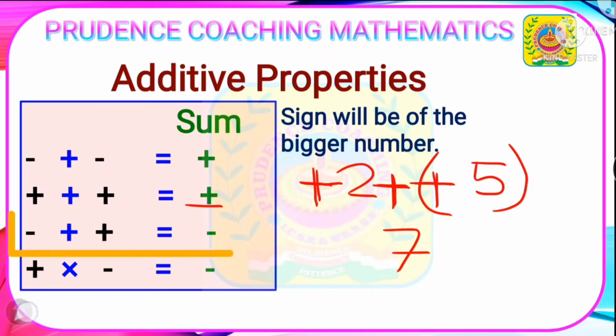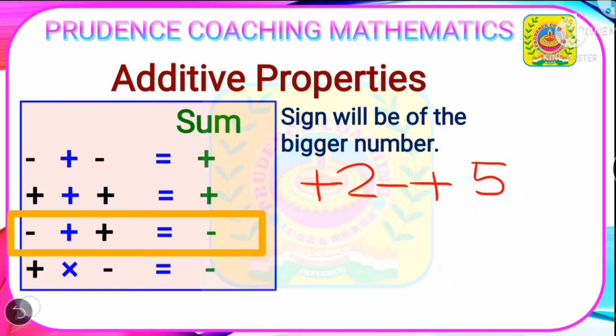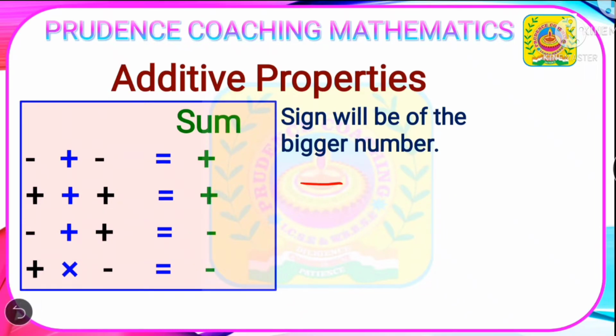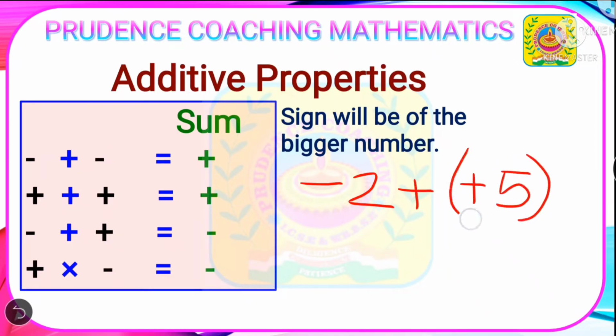The next property is minus plus plus. So let us see this. So we have minus 2 and we have plus 5. You can write only 5 also. Okay, now you see. So here the sum will be negative. So 5 minus 2, you will get what? You will get 3. And the sign of the bigger one is plus here. So your answer will be plus 3 here.